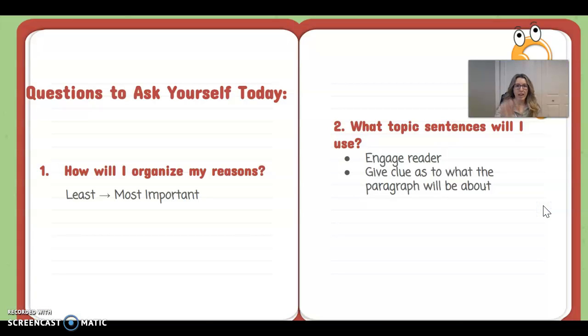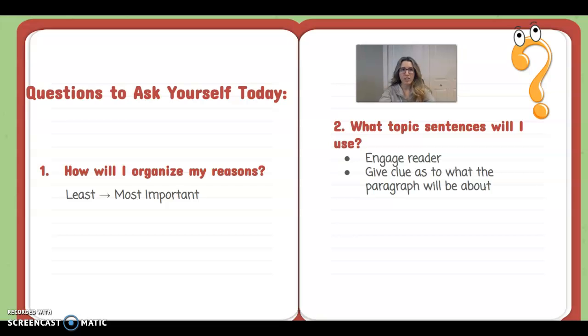So let's take a look at what questions we're going to be asking ourselves when it comes to the outline. So today we're going to be asking ourselves, how are we going to organize our reasons? We've taken a look at how you're going to organize your evidence within your reasons already. Remember, we talked about strategizing. It's almost like a video game. Well, today you're going to be strategizing how you're going to organize your reasons within your paper.